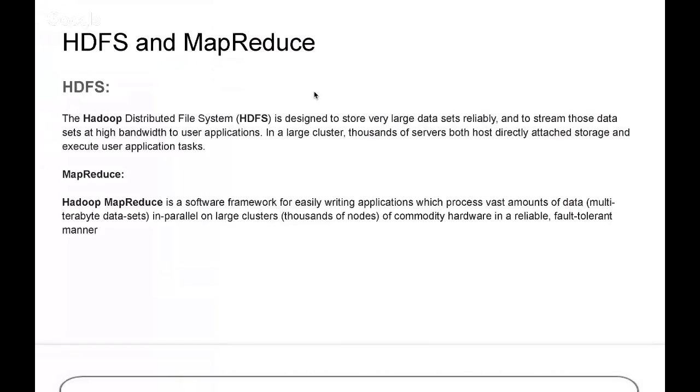Okay, I got a question from Simon, asking what reference books or sites we can refer to for beginning to learn big data.